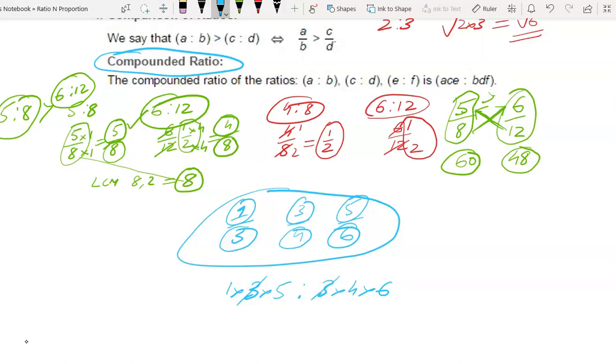Now this 3 can be cancelled out. So 1 fives are 5, 4 sixes are 24. So the compounded ratio will be how much? 5 is to 24.